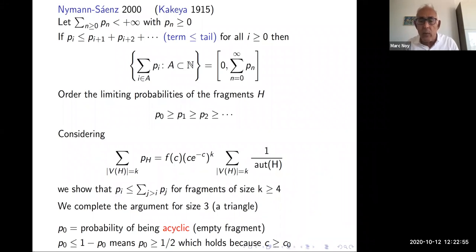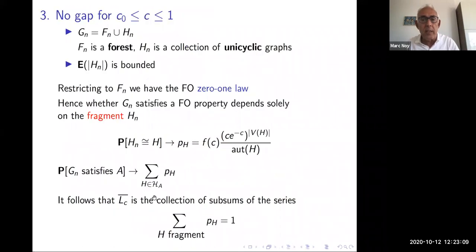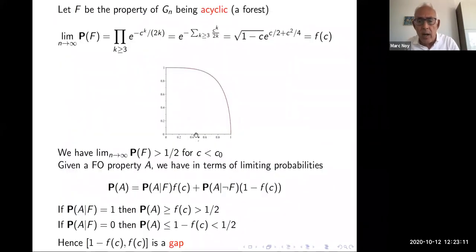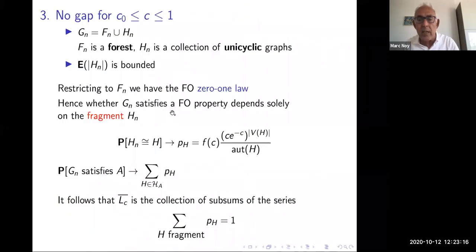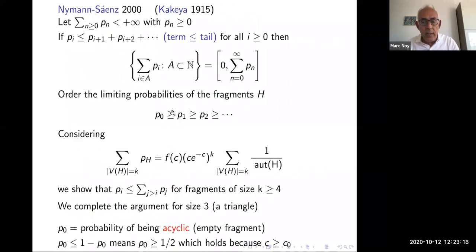Because when p is equal to c0, the probability of being cyclic is 1/2. When we are above, this probability is larger because this function was decreasing. When we are above this value, the probability is less than 1/2. So really, we have covered all the cases.